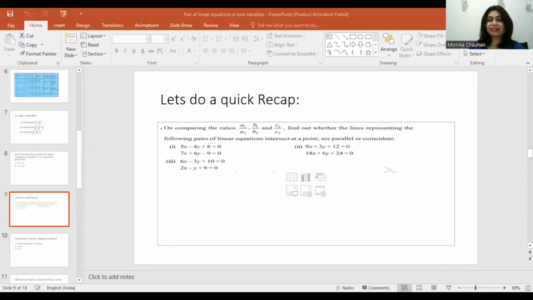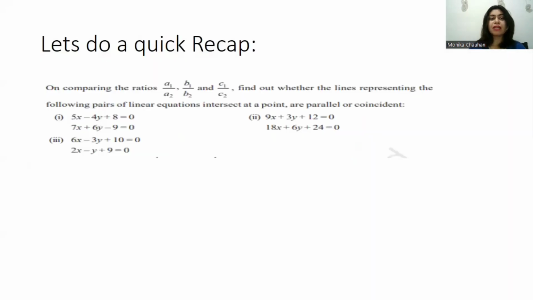So let's begin. Do you remember what we did last time? We will do a quick recap on it. We have seen the method of graphically finding out the behavior of the lines. They will be coinciding, or they will be intersecting at one point, or there will be lines which are parallel.